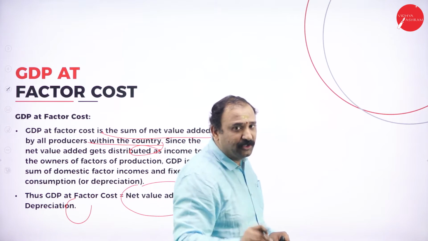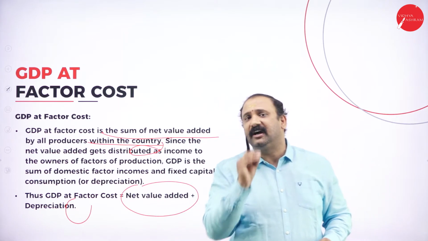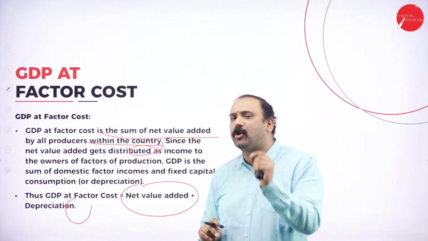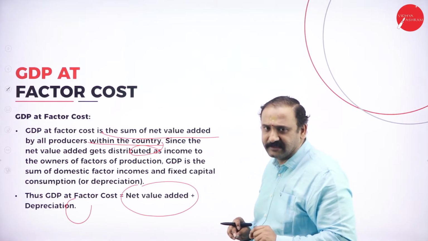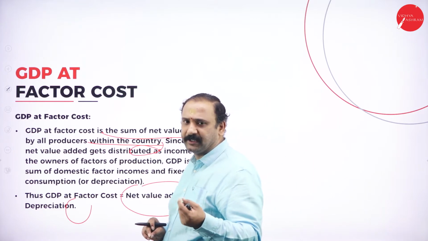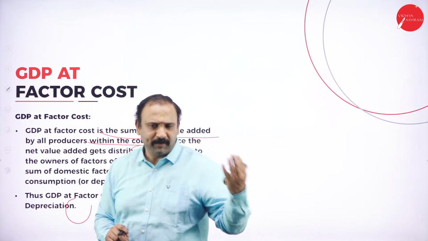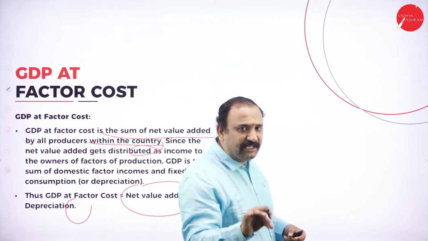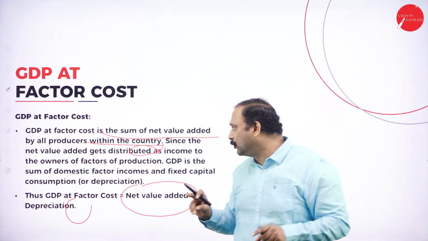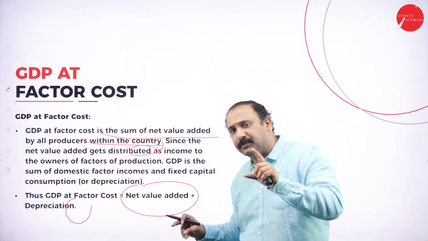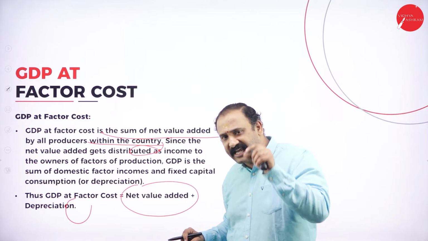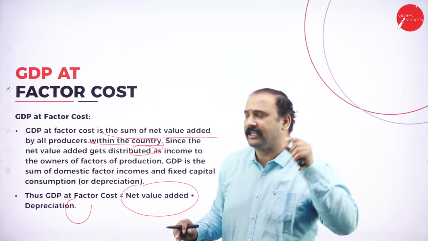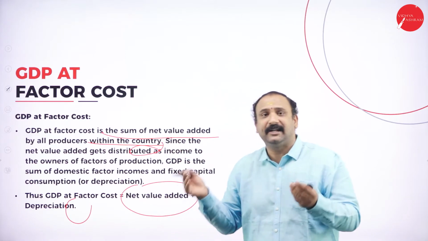Now, for example, you are going to manufacture a car. For manufacturing a car, there are so many components that need to be added. It might be steel, it might be iron, it might be plastic or fiber. So many components are going to be added into the car. So the net value added will get distributed, which means the sum of all the net value. Now let's understand that each and every component is going to add to the final value of the car. So, the sum of all net value added by all producers.